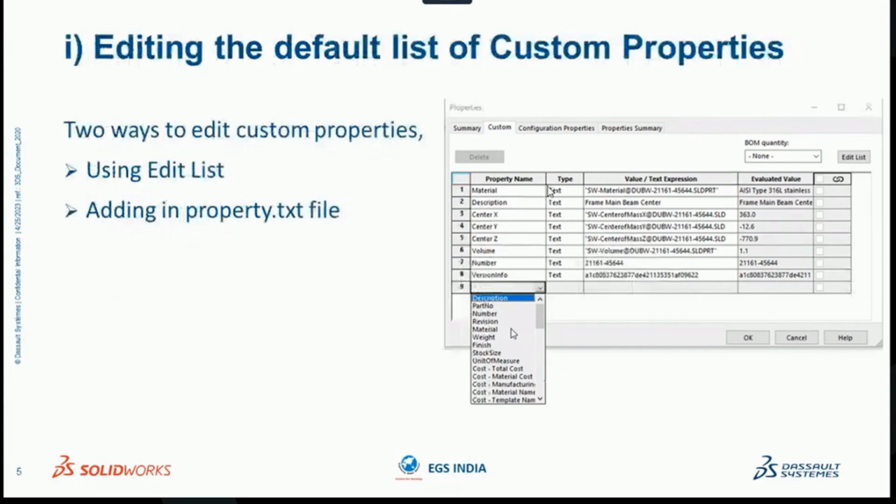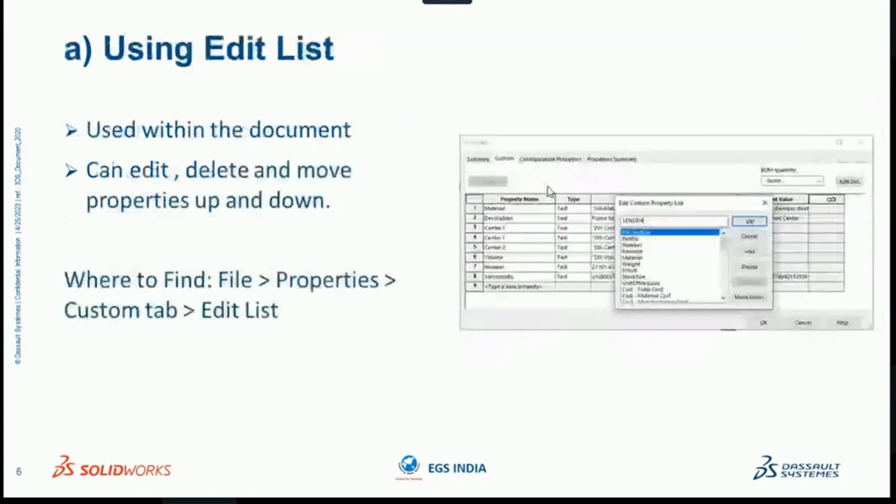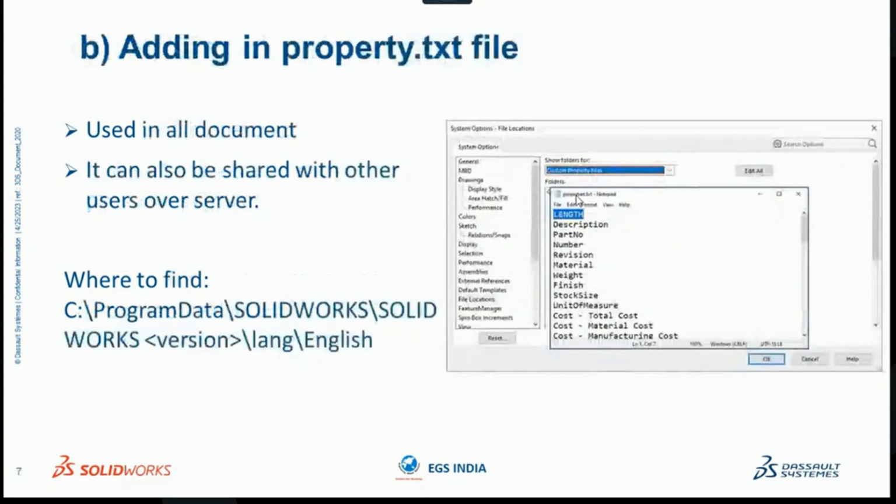So there are two ways to use and edit custom properties. One is by using edit list in the custom property tab itself, and another one is by adding custom properties in the properties.txt file. So we'll see one by one. So editing with list. If you open the custom properties tab, which we can find in files, properties, and in properties we could find a custom tab. In that custom tab, we can find the edit list. By pressing the edit list, we can add our new custom property name, so that we could define the values. This is one of the methods, and another one is by adding in the text file itself.